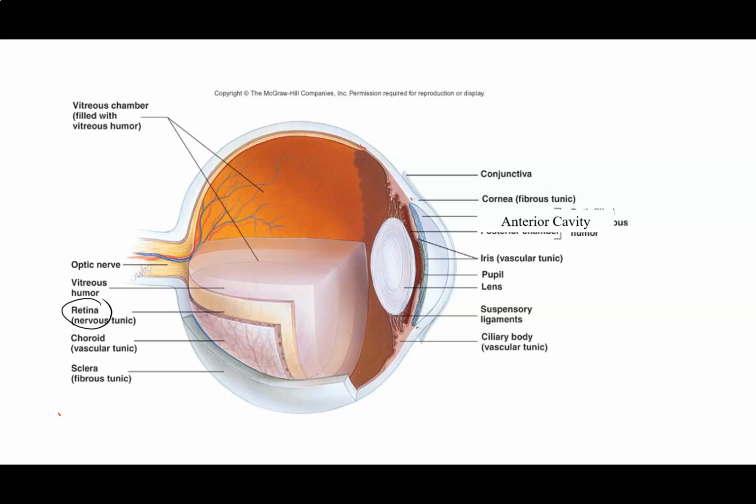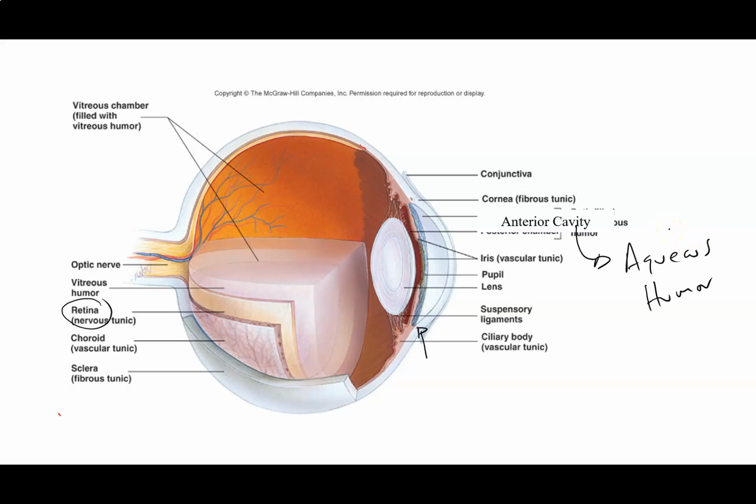Now, it's not uncommon for the canal of Schlemm, also known as the scleral venous sinus, to become obstructed in some way, and so the exiting of the aqueous humor is impeded. And the aqueous humor fills the anterior cavity.